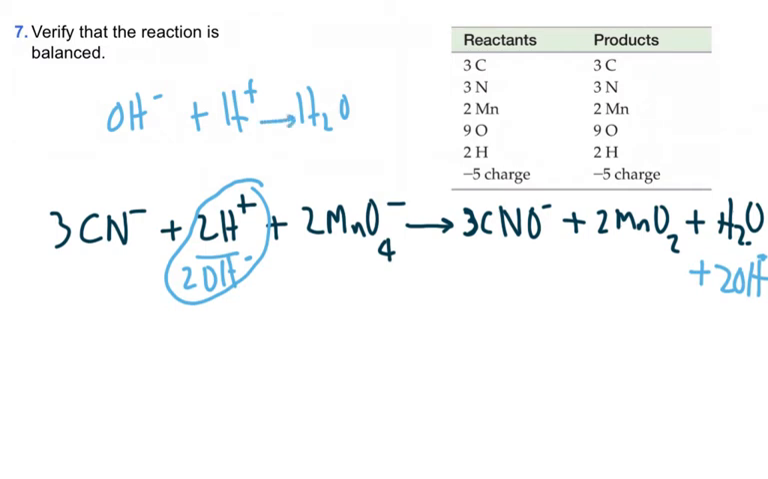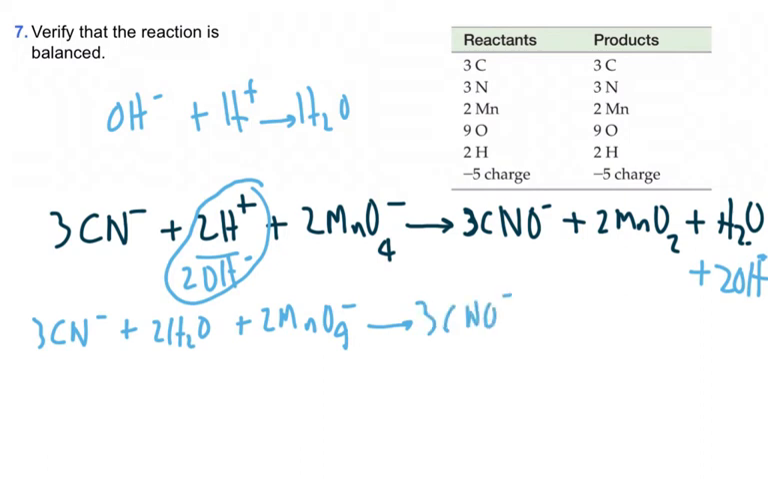So what's going to happen is you still got your 3 cyanides. This is going to become 2 waters over here. And then you got your 2 MnO4. And then look what happens on the other side. This is still intact. You still got this one over here. And you got a water over here, as well as 2 hydroxides. But this water here and one of the waters over here are going to cancel out. So there's going to be no waters left over.